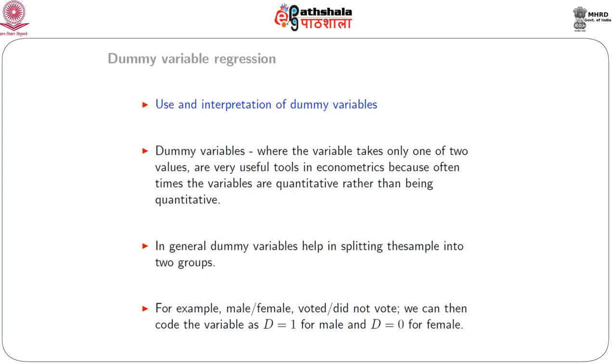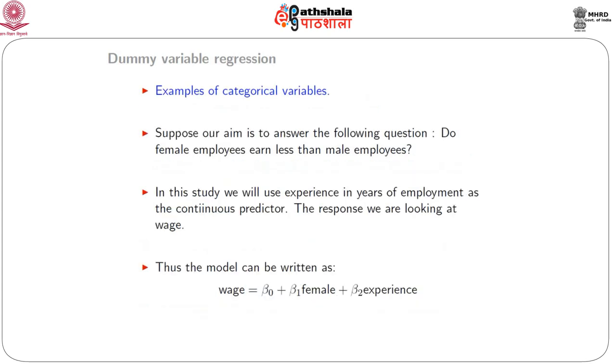For example, if the dummy variable is denoted by D, we have D equals 1 for male and 0 for female, or we can code it as D equals 1 for individuals who have voted and equals 0 for when the individual has not voted. So, let us look at an example here.